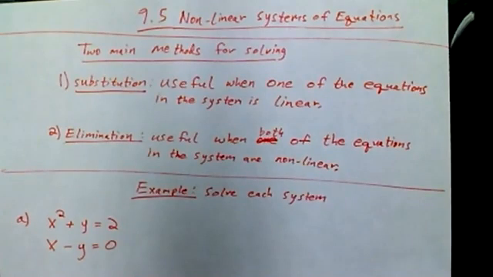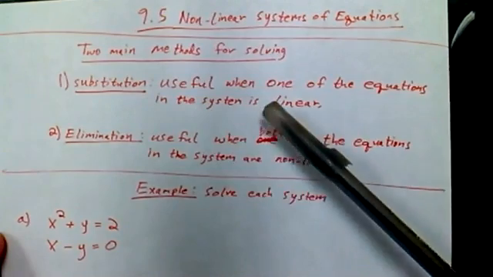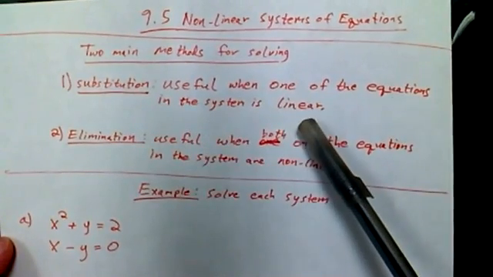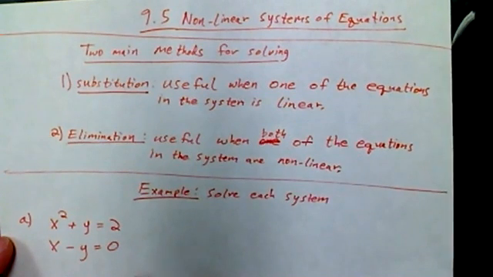So, two main methods for solving. This is what I'm going to stick with. I'm going to show you an example of each. Pretty self-explanatory. If you're good with the linear equations, this shouldn't be too much of a stretch. So the first method is, of course, substitution. And this is useful when one of the equations in the system is linear. That's the first type that we'll look at. In fact, it's this one right here.